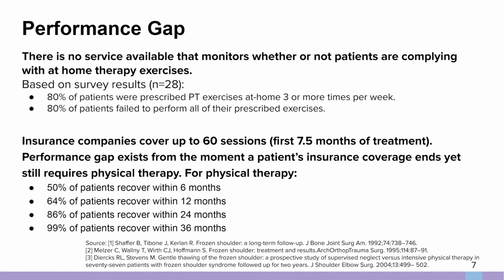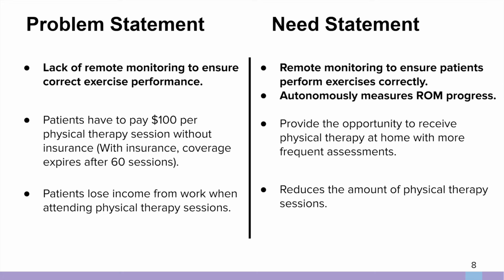The first being that there is no service available that monitors whether or not patients are complying with at-home therapy exercises. The second performance gap is that insurance companies only provide limited coverage, placing a huge financial burden on the patient's shoulders when their coverage ends. From the performance gaps, the problem statement was derived, which is that there is a lack of remote monitoring to ensure correct exercise performance, leading to a need for a system that provides remote monitoring to ensure patients perform exercises correctly and can autonomously measure range of motion progress.